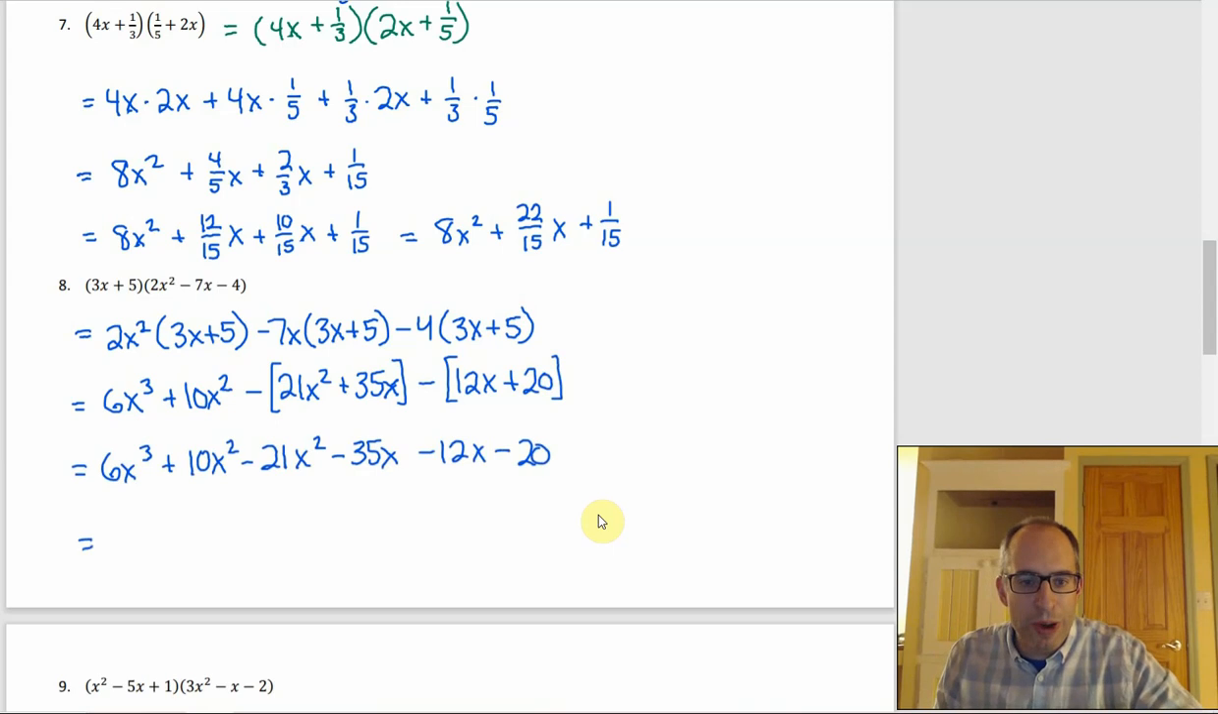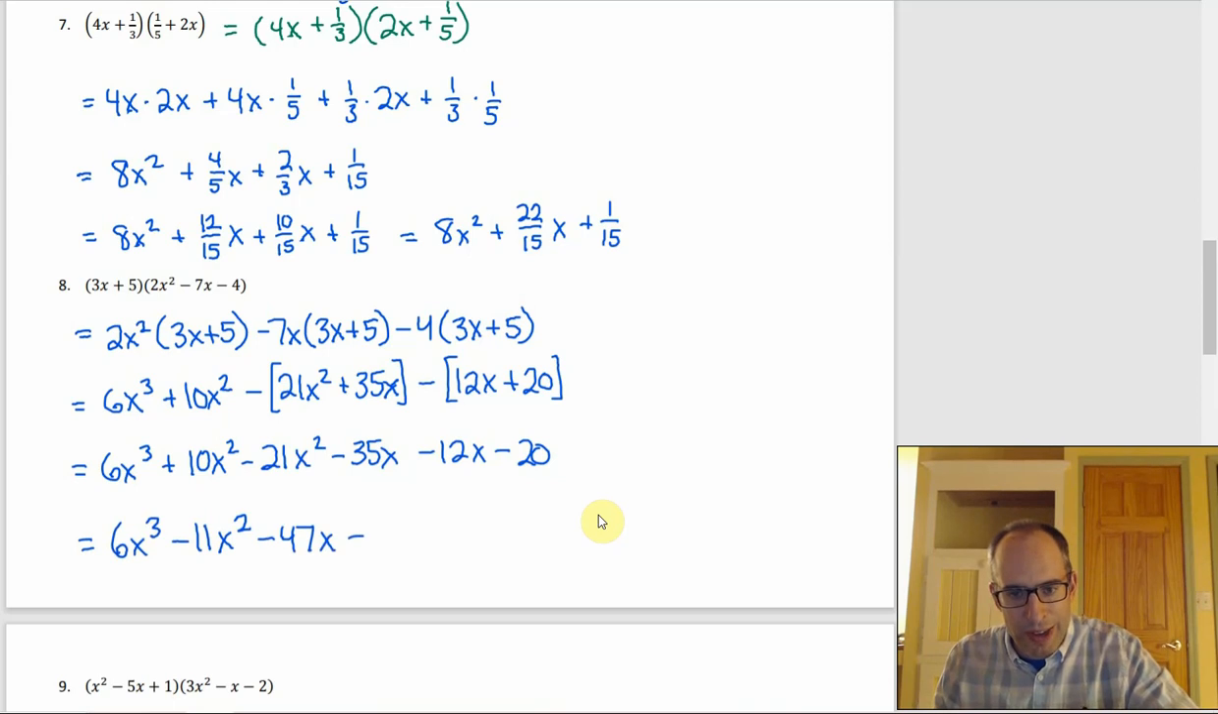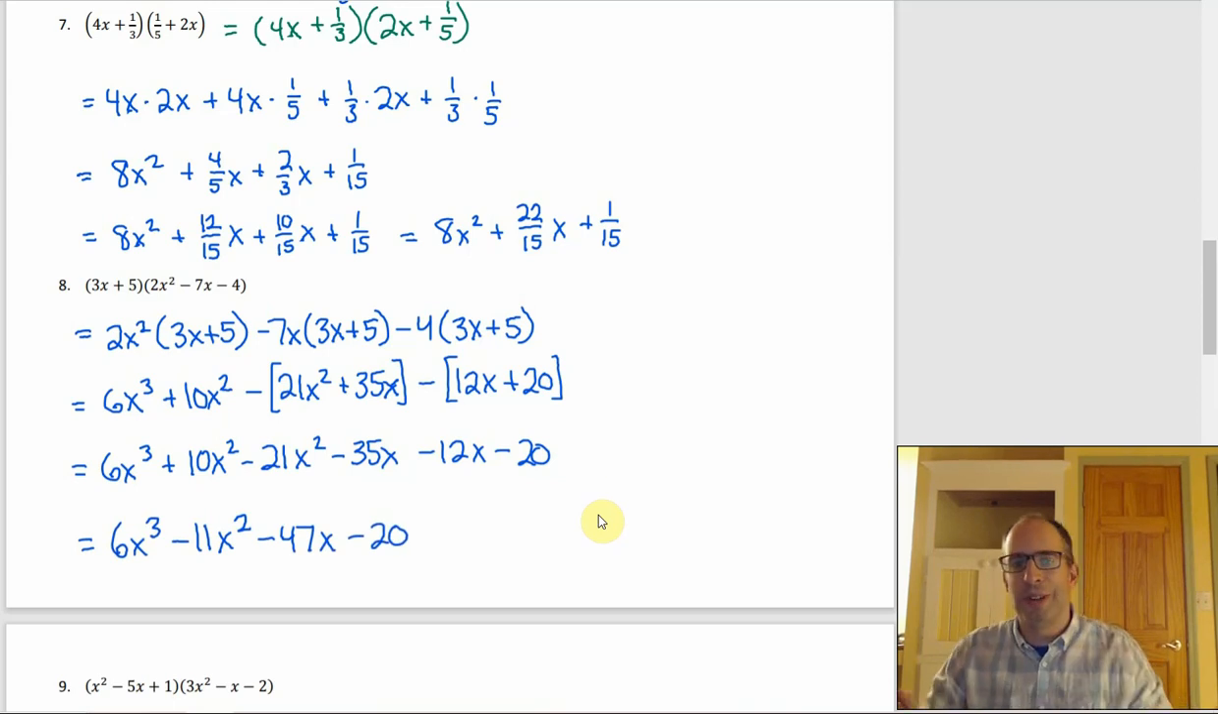And we do have to combine terms, but the like terms end up next to each other. The 2x squareds are next to each other, the 2x's are next to each other. So we're going to have 6x cubed, and then 10 minus 21 is negative 11, so negative 11x squared. And then negative 35 minus 12 is negative 47, so minus 47x, and then minus 20. And that should get us where we need to go.